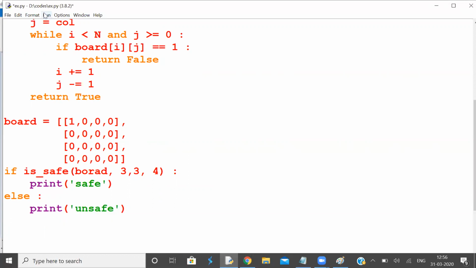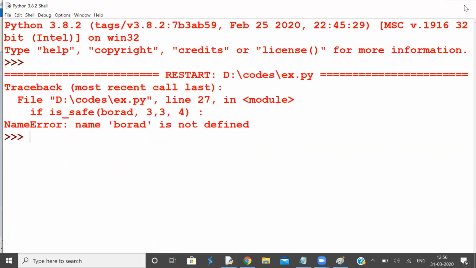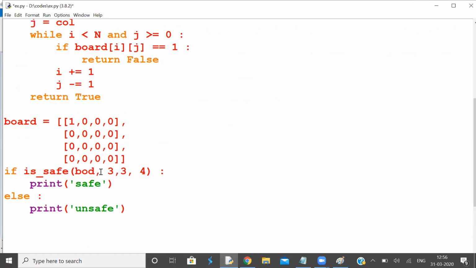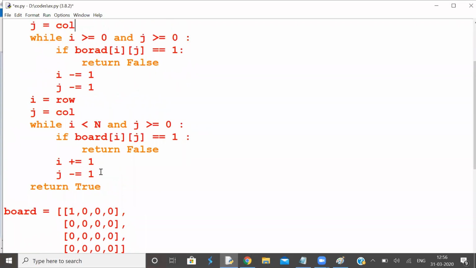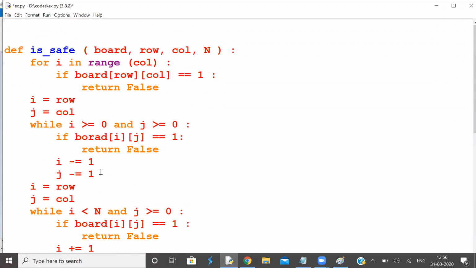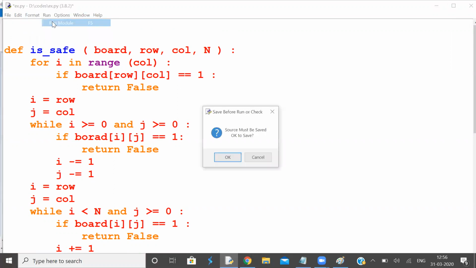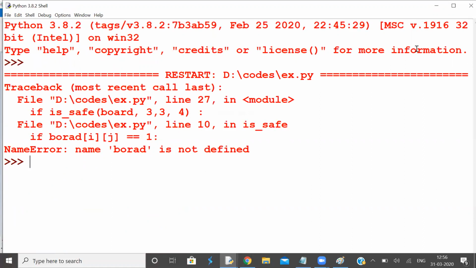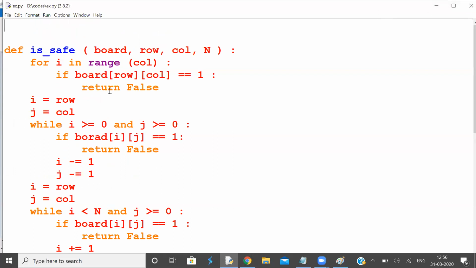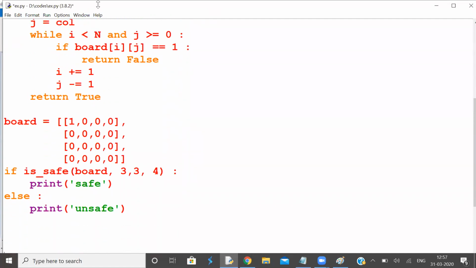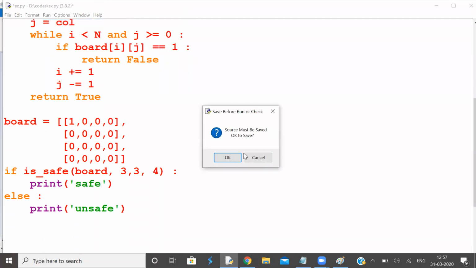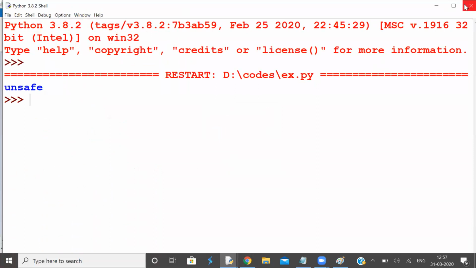Okay, so let us run this program and check. Board board, and then check the spelling at all locations. Board. Somewhere else there is board. Board. Sorry. Now run it. It's unsafe.